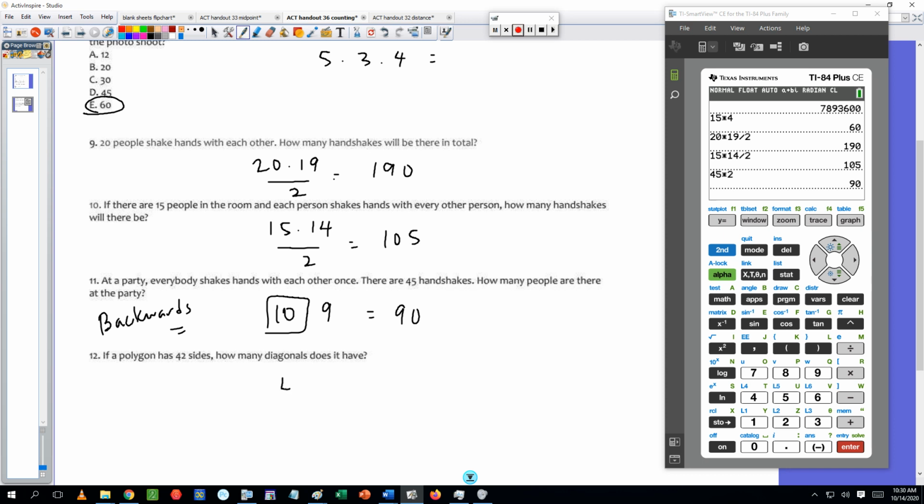If a polygon has 42 sides, believe it or not, the polygon diagonals is exactly like handshaking. 42 sides on a polygon times 41, divide that by 2. So now you know how to do the classic handshake problem and the classic diagonals of a polygon. 42 times 41, divide that by 2, 861 diagonals.